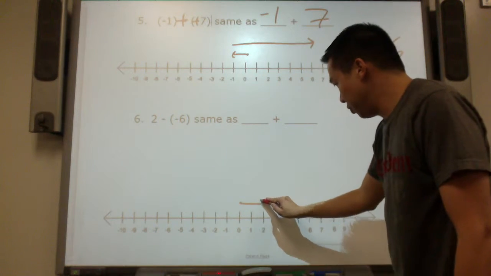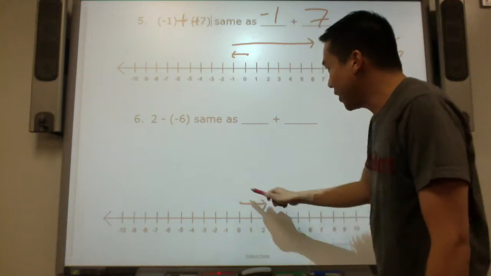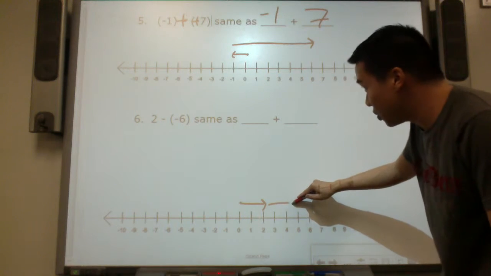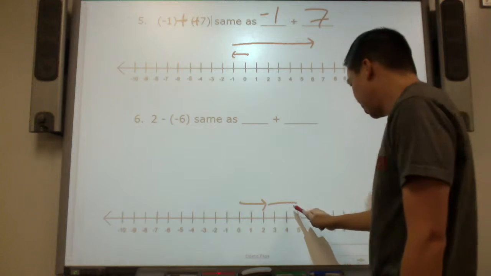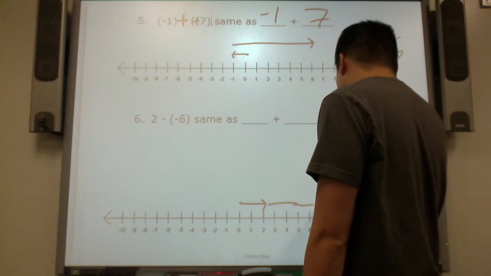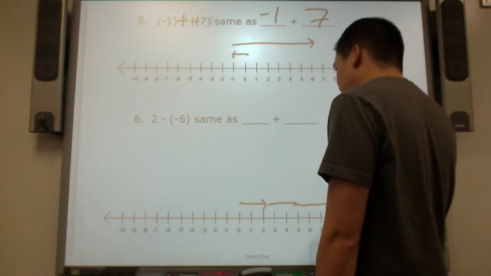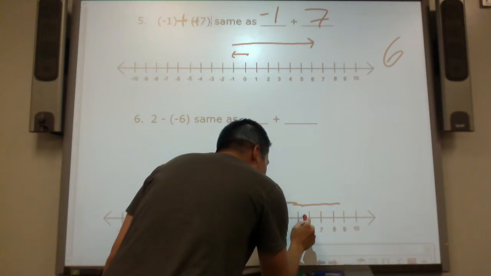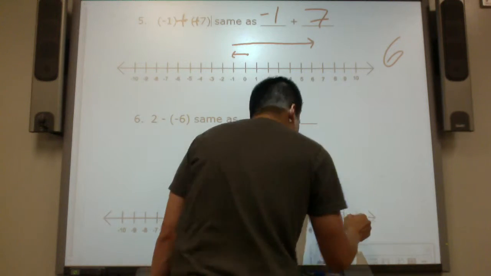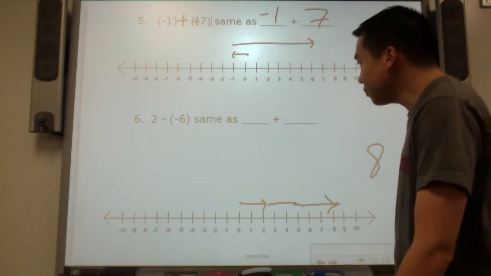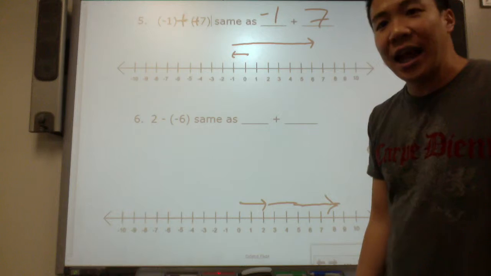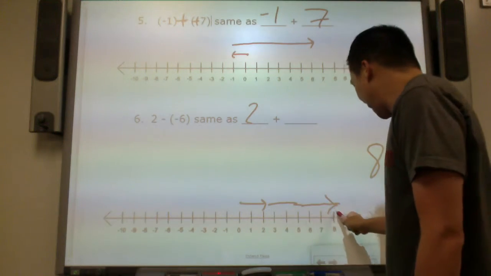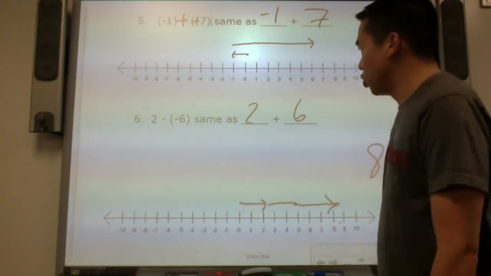You go to 2, forward. You go back -6, but the opposite. So I'm going forward 6. 1, 2, 3, 4, 5, 6, 7. Wait. 2, go forward 6. 1, 2, 3, 4, 5, 6. So I'm at 8. Is there a way to write this with an additive expression? You start at 0, you go to 2, then you're adding, going forward by 6, 2 plus 6.